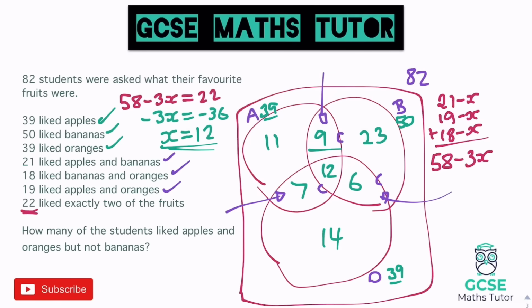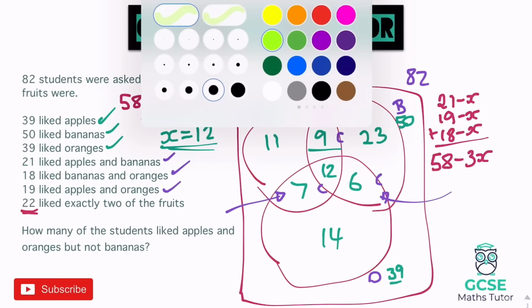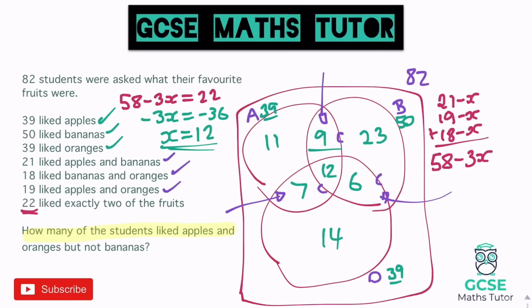Now the question said, not to forget what it was actually asking us here, it said how many of the students like apples and oranges but not bananas? Now the ones that like apples and oranges but not bananas are here. Let's highlight it. These ones here like apples and oranges, but they don't like bananas. So we've got 7 people there. So we've got a total of 7 people out of the 82 people in total, and that would be our final answer. There we go.